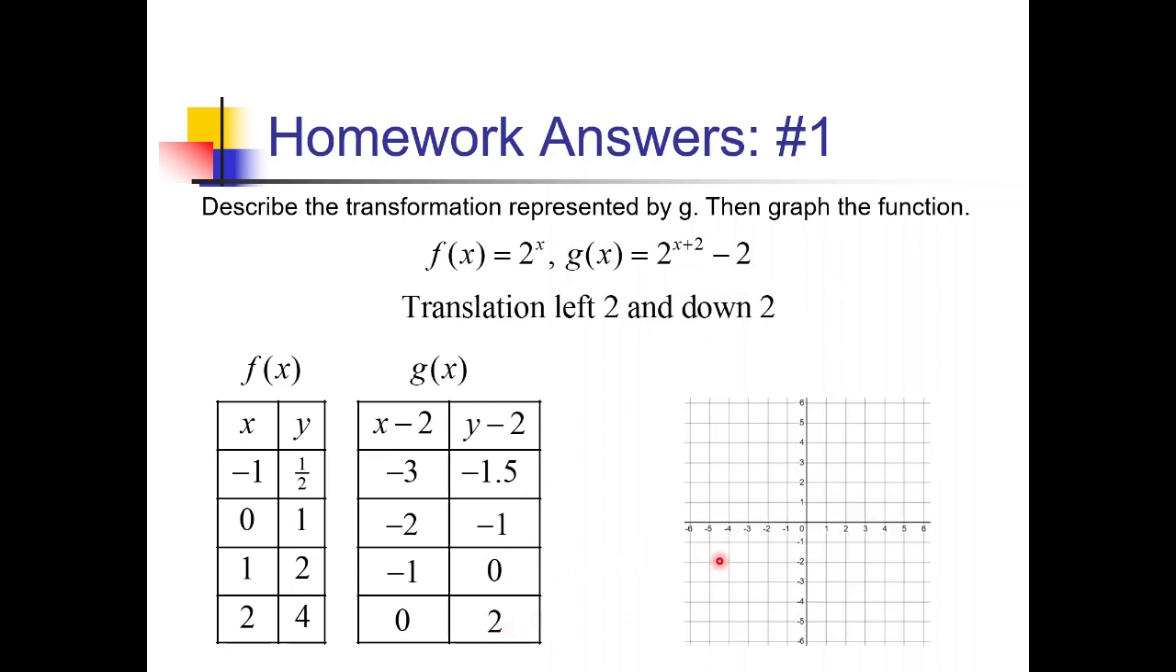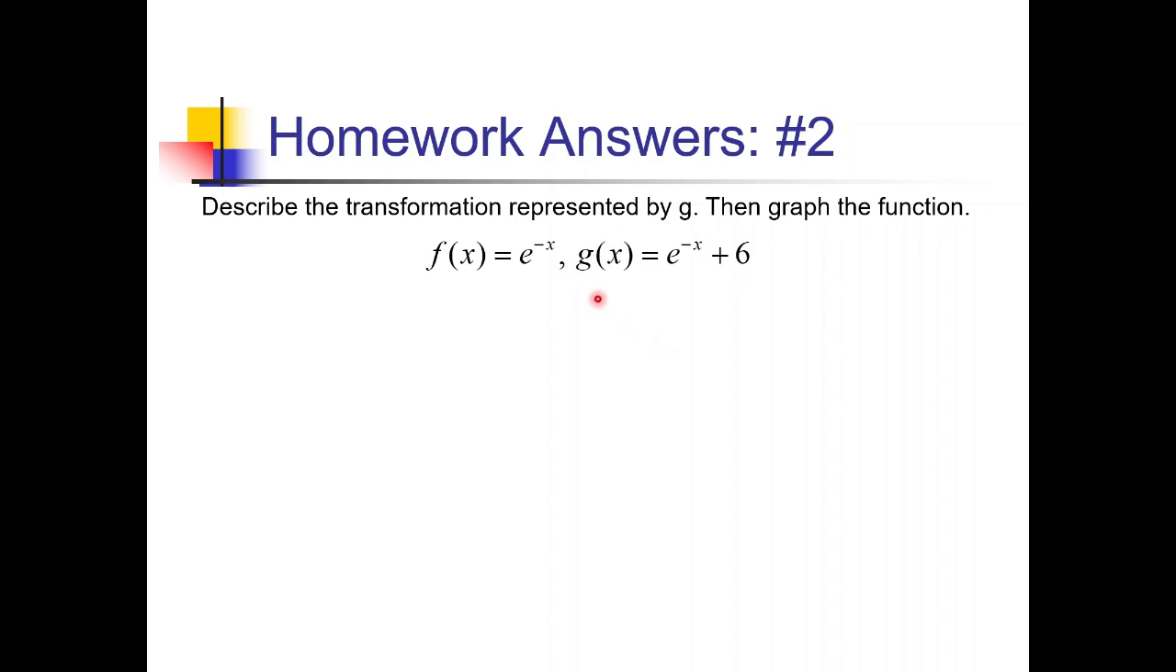All right, graphing this all out, we've got -3, -1.5 right about here, and then -2, -1, -1, 0, and finally 0, 2. Now normally we have an asymptote for this exponential function on the x-axis. Since we shifted down 2, that means our asymptote is also shifted down to y equals -2 right here. Now we can draw a curve with that and the points that we've done. So here's our exponential function.